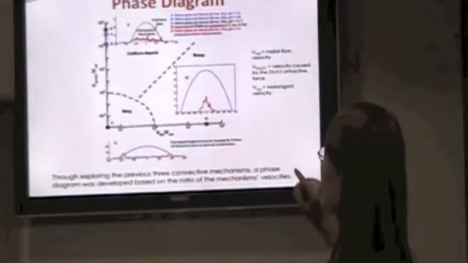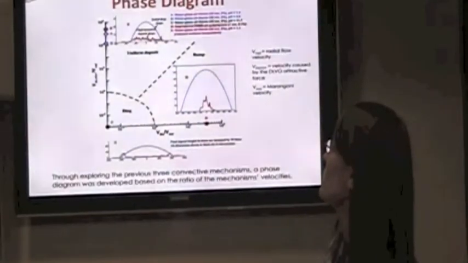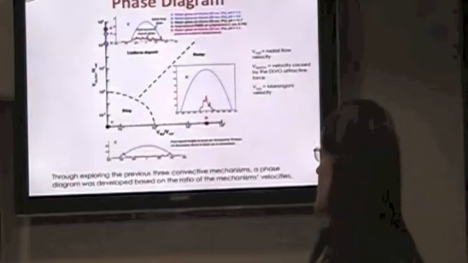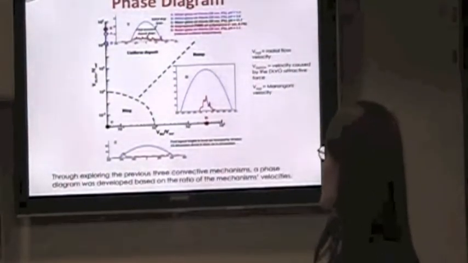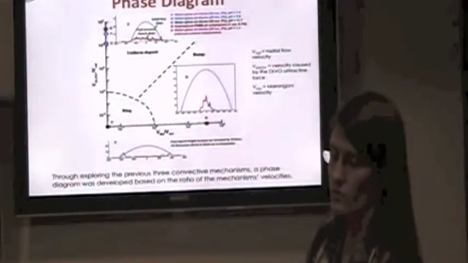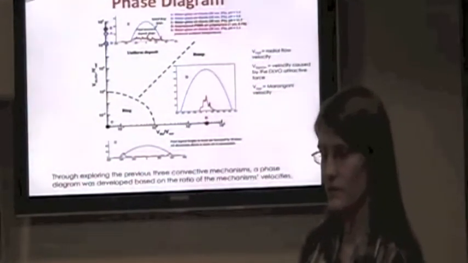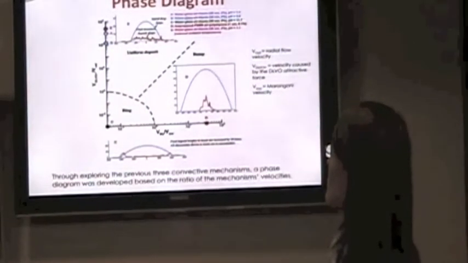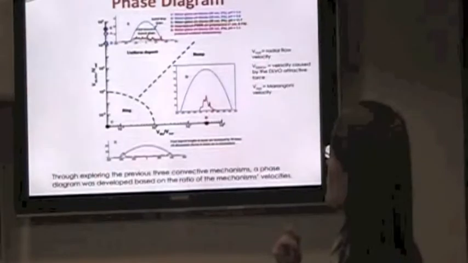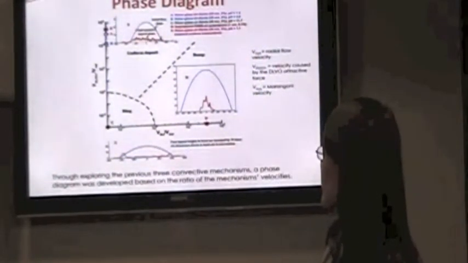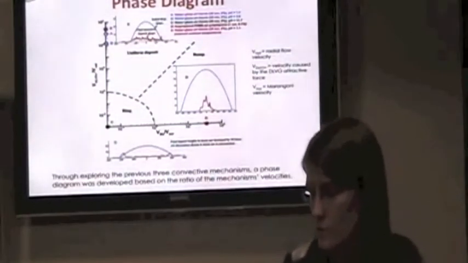The y-axis is the velocity of the DLVO force over the velocity of the radial flow, and the x-axis is the velocity of the Marangoni force versus the velocity of the radial flow. So when the radial flow is mainly in control, we're going to get that ring structure, which I talked about previously, and then when the DLVO force is dominating, you get the uniform deposit, and the Marangoni force will give you that bump structure.